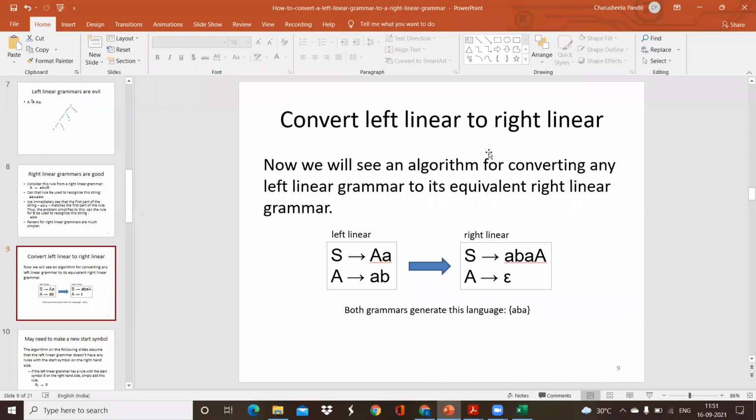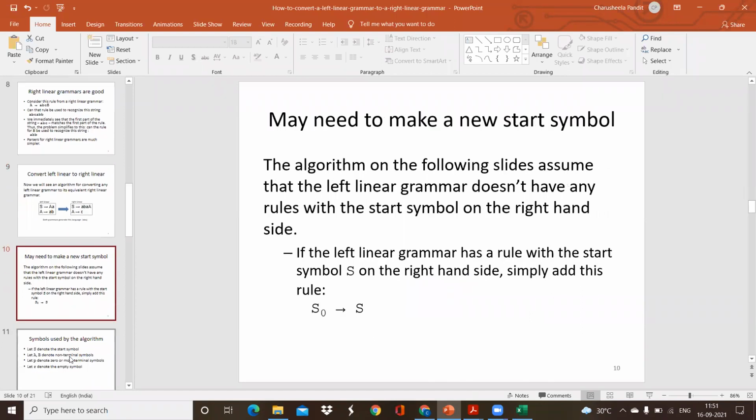So to convert the left linear grammar to right linear grammar, there is an algorithm which I asked you to note down in the last lecture. So this is your left linear grammar, and this is its equivalent right linear grammar. We will say both are equivalent when they accept the same language, right? So this is the algorithm. We will start from here.